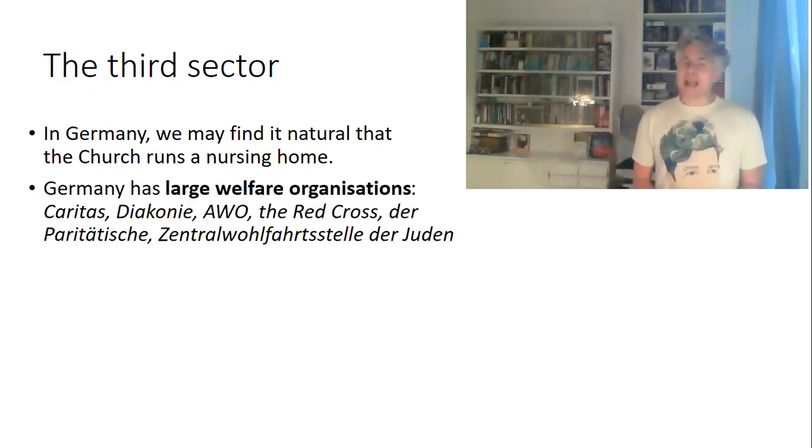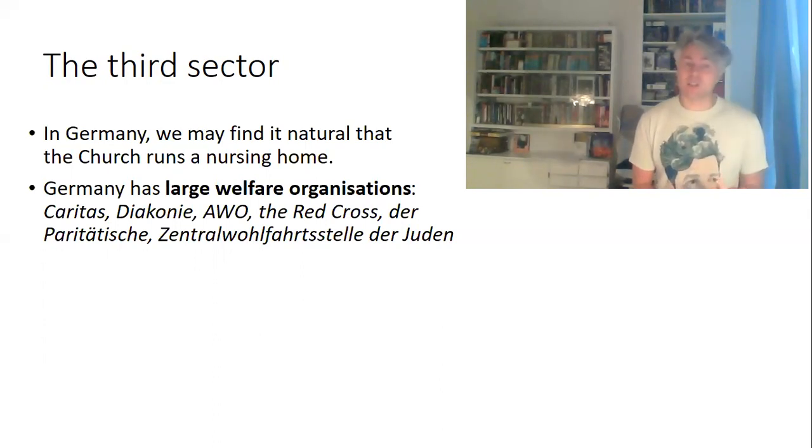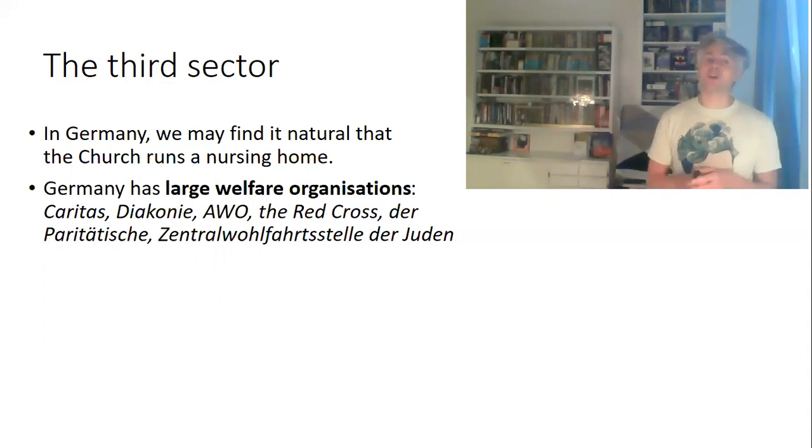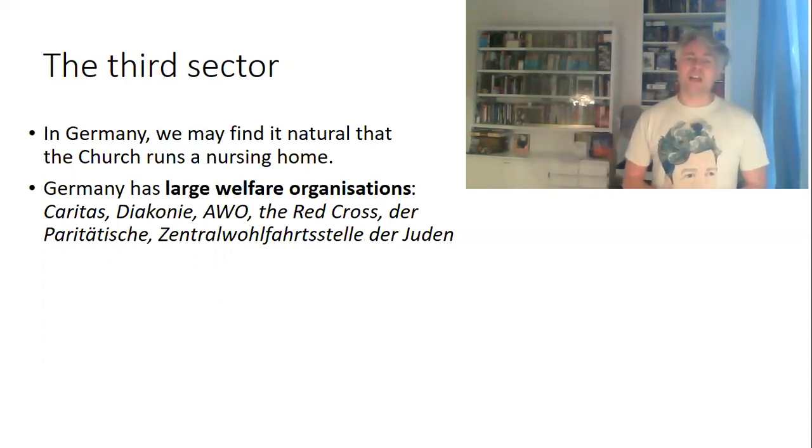Why? Germany has large welfare organizations doing a lot of the welfare, a lot of the social care. You've got Caritas, you've got Diakonie, you've got AWO, Roter Kreuz, you've got the Paritätische, you've got the Zentralwohlfahrtsstelle der Juden. You've got 6 in total that are especially big, and these have a particular status in German law as well. So you've got these big welfare organizations.